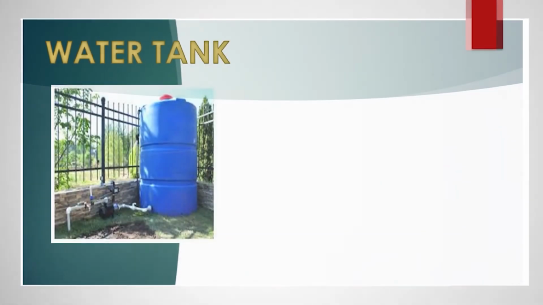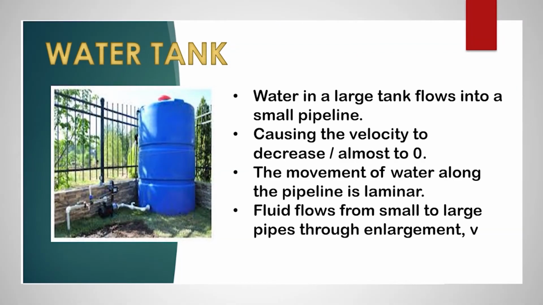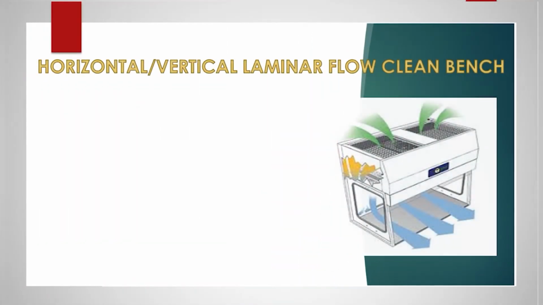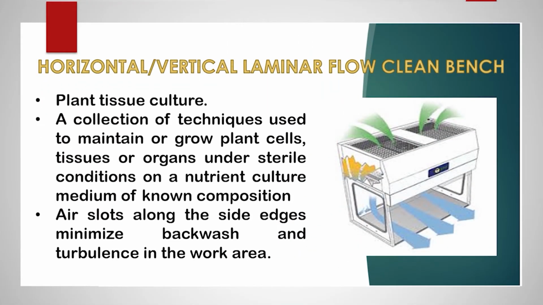For the first picture, it is a water tank. Water in a large tank flows into a small pipeline. Fluid flows from small to large pipes through enlargement, causing turbulence resulting in less energy. As we can see, picture 2 is a horizontal or vertical laminar flow clean bench. It's used in plant tissue culture, as slots along the side edges minimize backwash and turbulence in the work area.